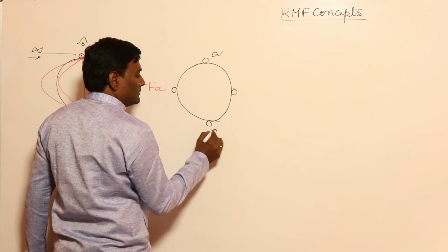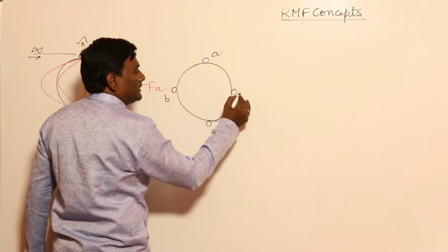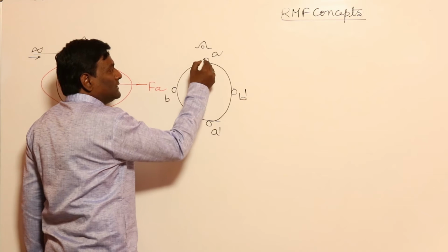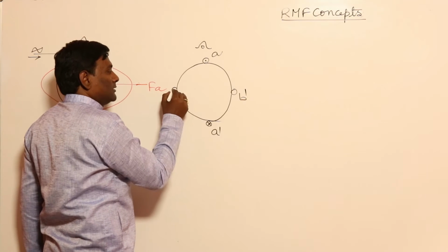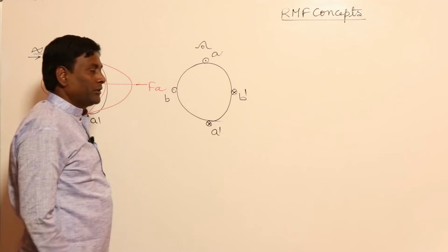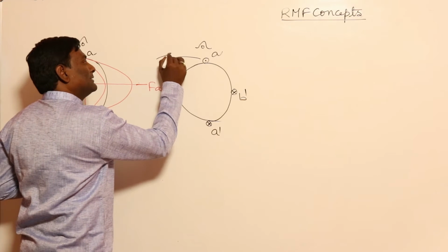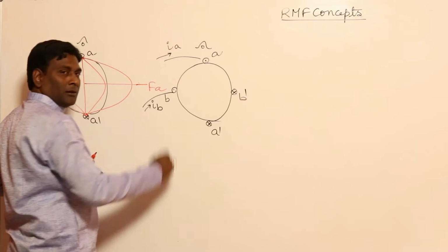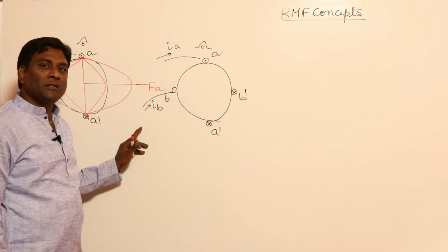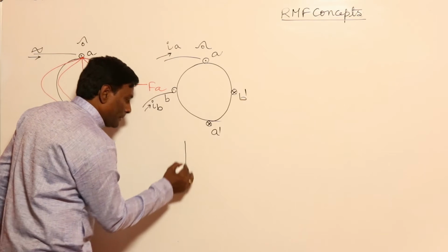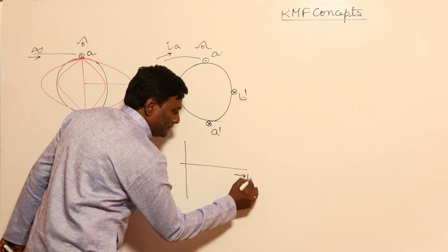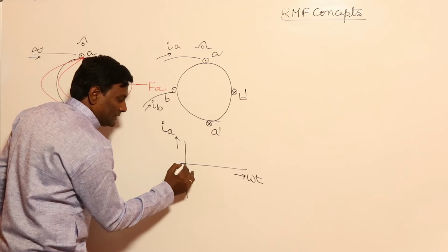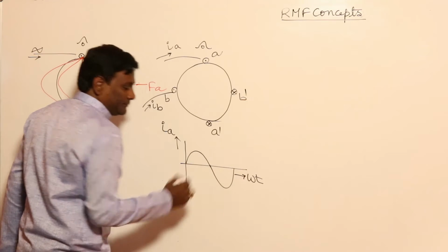This is A dash, and this is B dash, and this is the stator. Now this is dot reference, cross, dot, cross. Now in this, let me inject current IA here and let me inject current IB here. For example, these two currents are time displaced by 90 degrees, in the sense this is with respect to time. So for example, this is IA, a sinusoid like this.